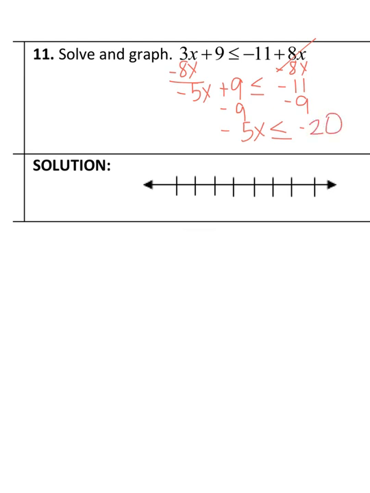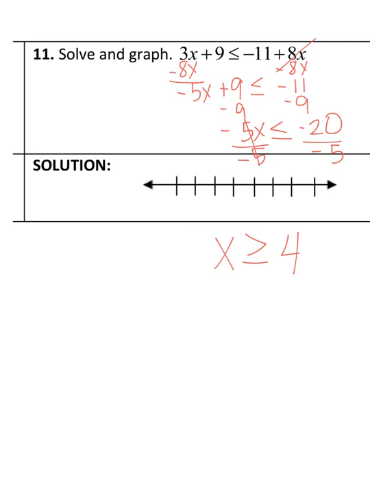And this next step is very important. So remember, in order to get x by itself, we're going to have to divide by negative 5 on both sides. So remember, anytime that you divide by a negative, the alligator mouth, the inequality sign, needs to change directions. So this is going to turn into x is greater than or equal to negative 20 divided by negative 5, which is a positive 4. So notice how my inequality sign went from less than to greater than.